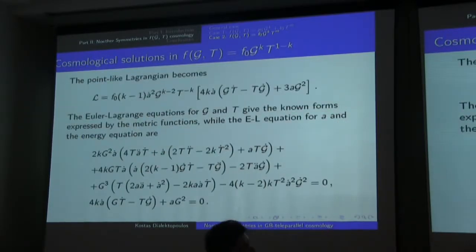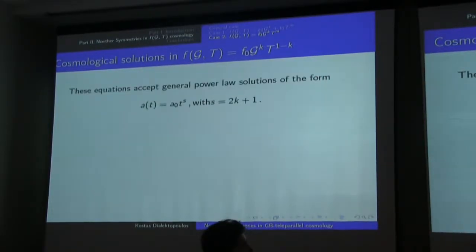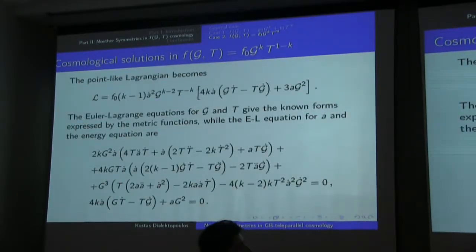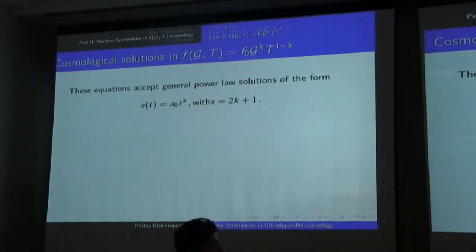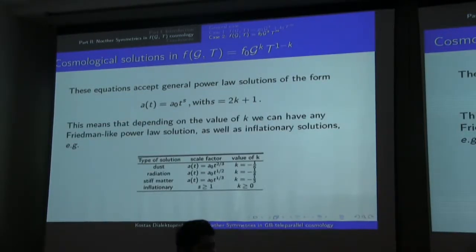And we studied specifically the Euler-Lagrange equations considering this model, G to the k, T to the 1 minus k. The Lagrangian takes this form. The Euler-Lagrange equations are these. And if we solve them, in fact, what we see is that this system accepts power law solutions of this form, where s is 2k plus 1. And if we take specific values of k, we can see that we find different kinds of the known Friedmann-like power law solutions. And also if k is positive, we can find also the flat and de Sitter solutions.